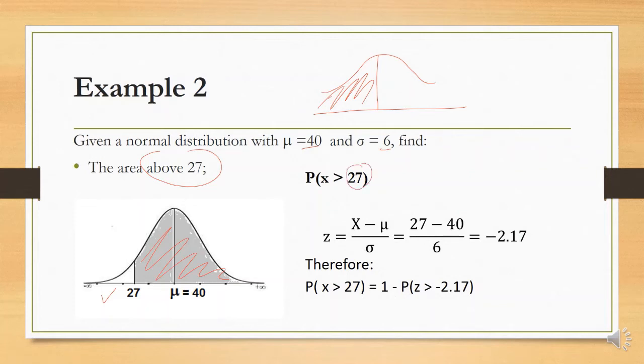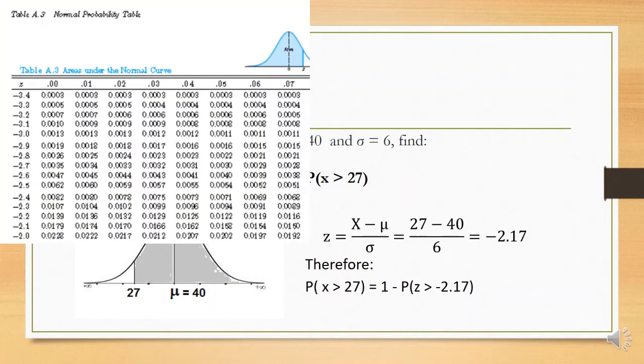kung i-convert muna natin to sa z, so 27 minus 40 over 6, negative 2.17. Okay, now using the table, we will locate yung negative 2.17. So, negative 2.1 muna tayo. Tapos, hanapin natin yung sa next decimal, which is 0.07. And yung intersection nila will be yung sagot natin.